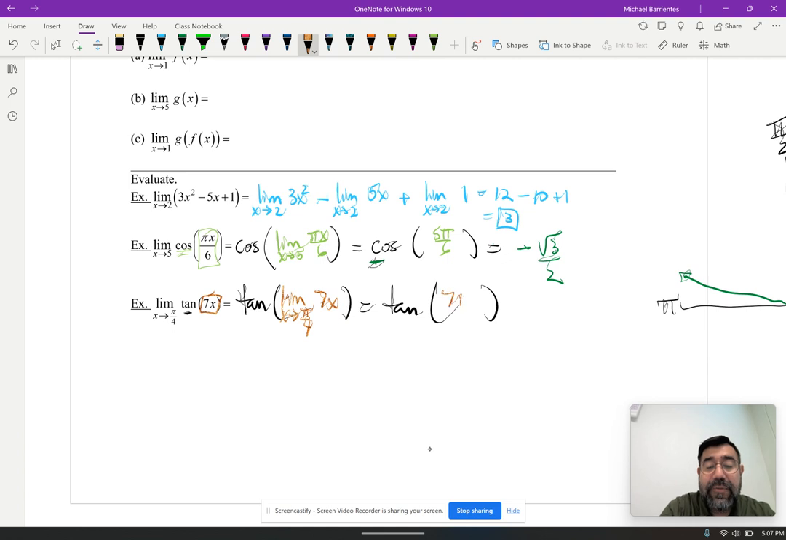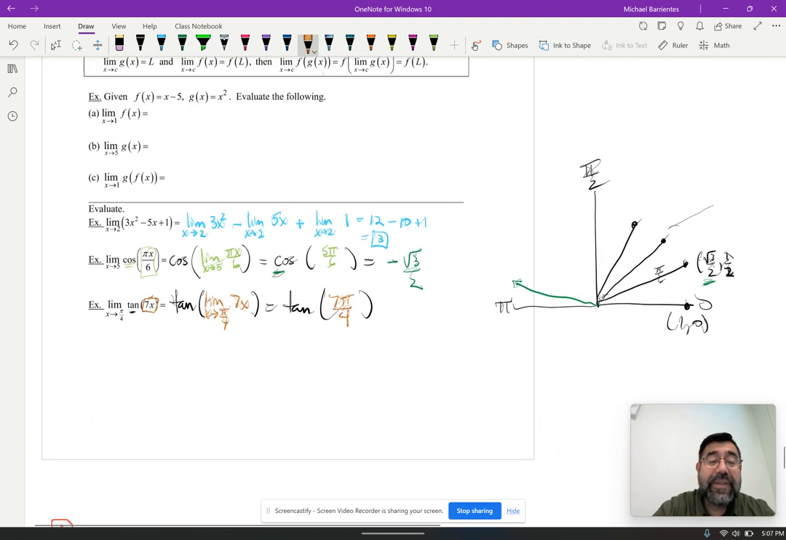7 pi over 4. The limit does exist. Is tangent continuous at pi over 4? Yes. All right, so then what is my answer? Well, my answer is whatever the tangent of 7 pi over 4 is. Well, I don't know what 7 pi over 4 is, but I know pi over 4 is square root of 2 over 2, comma, square root of 2 over 2.